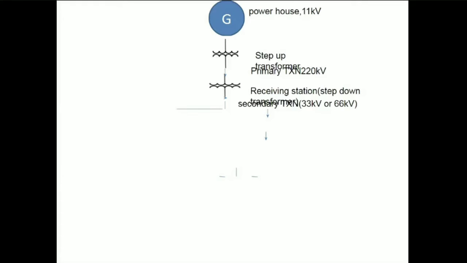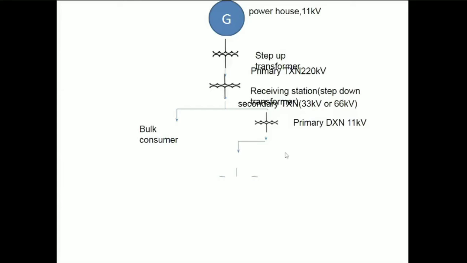Then from this substation, the power can be fed to a bulk consumer. Then the secondary transmission feeds a primary distribution substation also. Here the voltage is being stepped down. That is 33 kV or 66 kV is being stepped down to 11 kV by a step down transformer again.